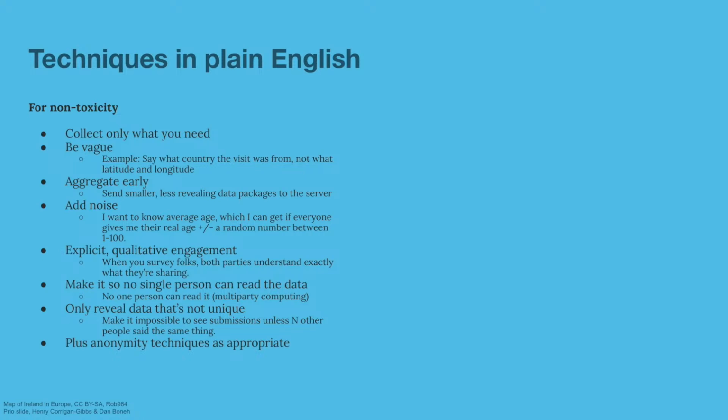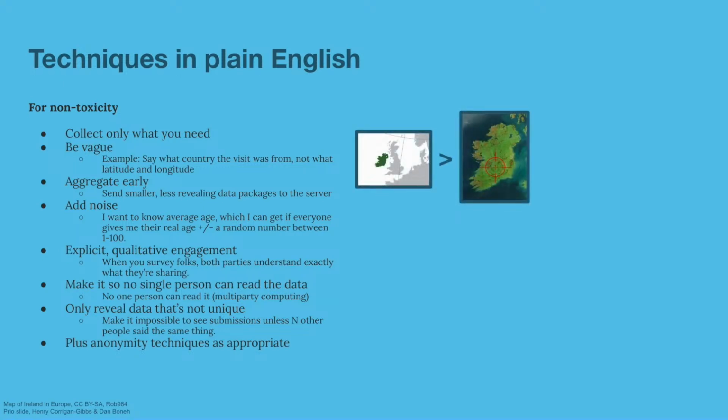You can be vague. So you could record what latitude and longitude somebody's at. You could record their IP address. You could fingerprint their browser. You could do any number of things. But if what you really want to know is how many users are coming from each country, you could just record how many users are coming from each country and throw the rest of it away, right? You don't need data finer grained than how you're going to analyze it. So be suitably vague.